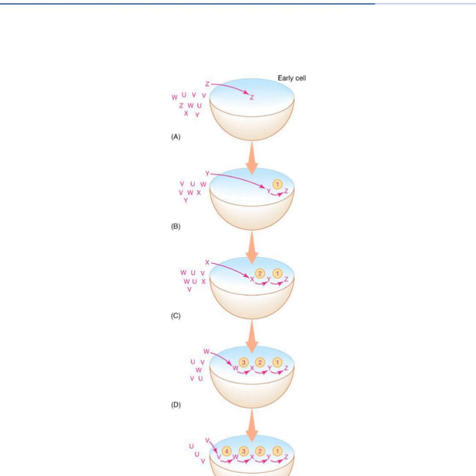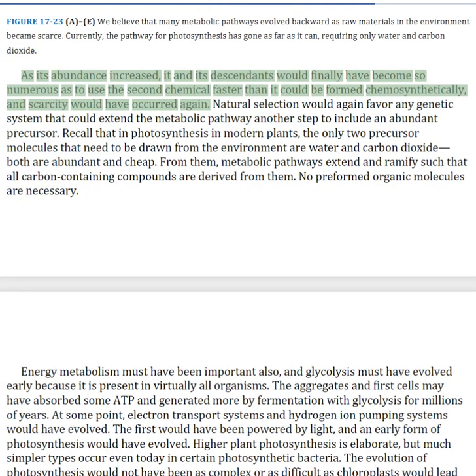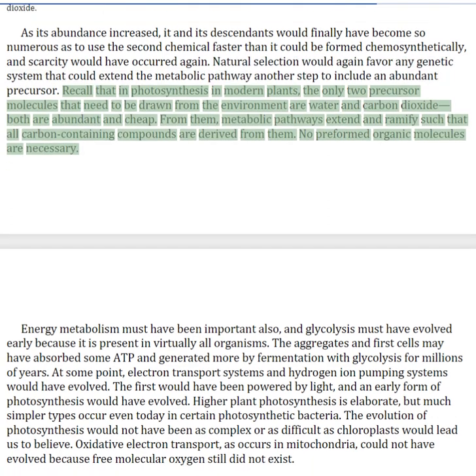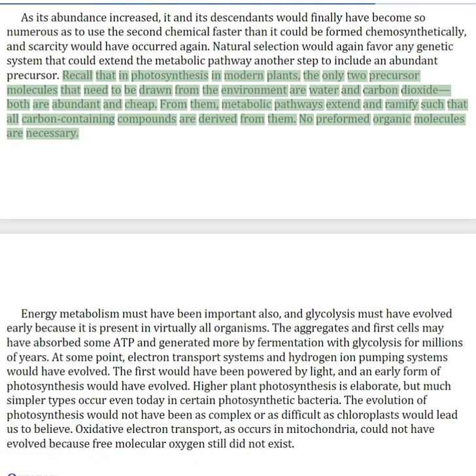Currently, the pathway for photosynthesis has gone as far as it can, requiring only water and carbon dioxide. As its abundance increased, it and its descendants would finally have become so numerous as to use the second chemical faster than it could be formed chemosynthetically, and scarcity would have occurred again. Natural selection would again favor any genetic system that could extend the metabolic pathway another step to include an abundant precursor. Recall that in photosynthesis in modern plants, the only 2 precursor molecules that need to be drawn from the environment are water and carbon dioxide.